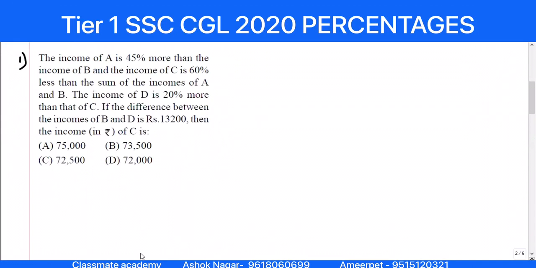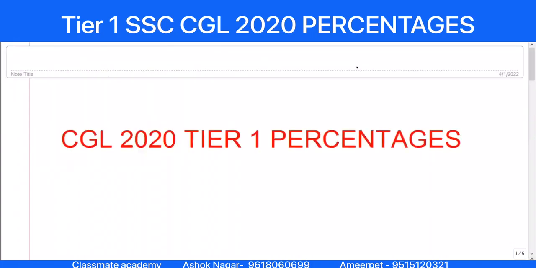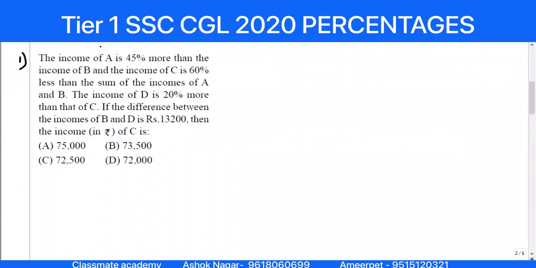If the difference between the incomes of B and D is 13,200, then the income of C. Income of A is how much greater than B? If B's income is 100%, A's income is, together, 245. 60% less means 40%. What is 40% of 245?